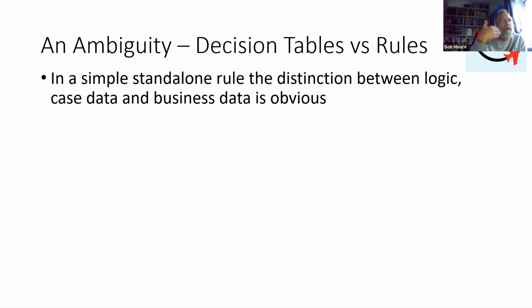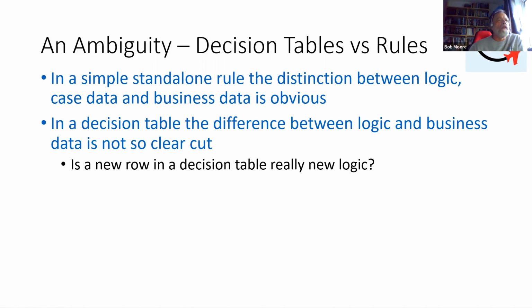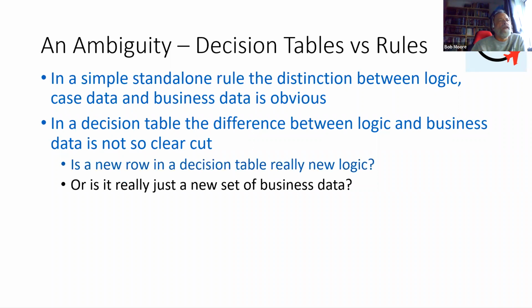The second thing worth observing is that there's an ambiguity with regard to business data when we look at decision tables versus rules. If we have simple standalone rules like the one which I showed you on the first slide, the distinction between the logic, the case data, and the business data is pretty obvious. But if you look at a decision table, the difference between the logic and the business data is not so clear cut. You can ask the question, is a new row in a decision table really new logic, or is it just a new set of business data?